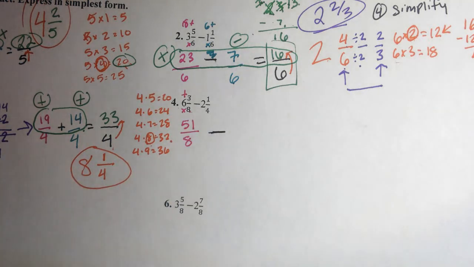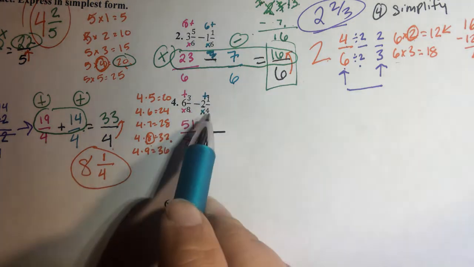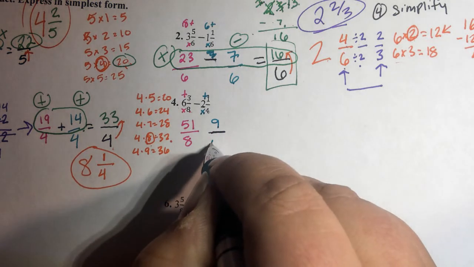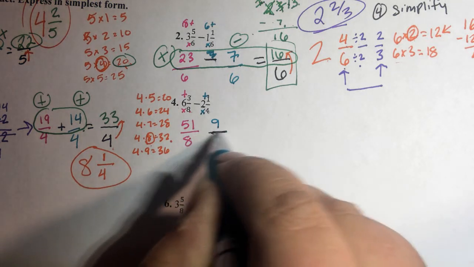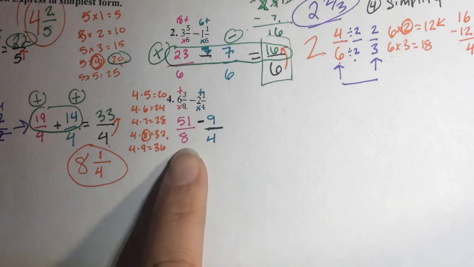minus, multiply denominator and whole, add the numerator. So 4 times 2 is 8, plus 1 is 9 fourths. So I know it's supposed to be a minus sign between those. Okay. Those denominators are different.